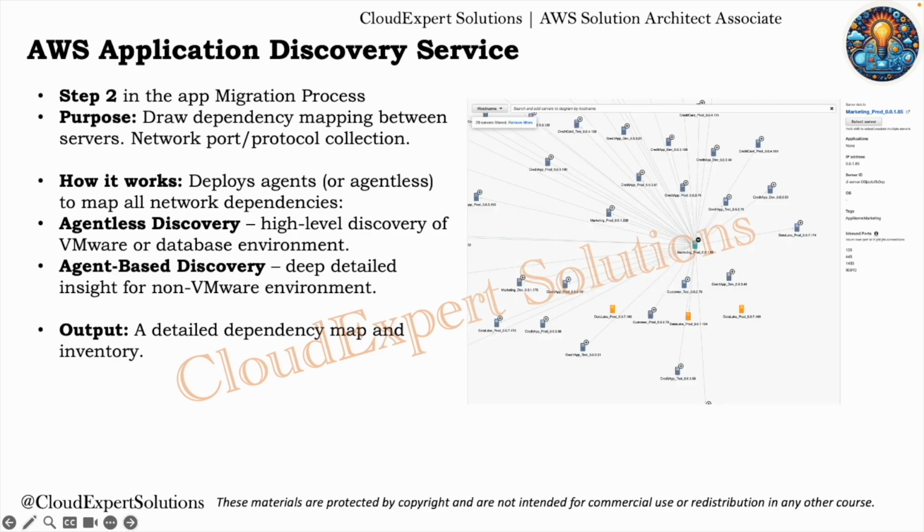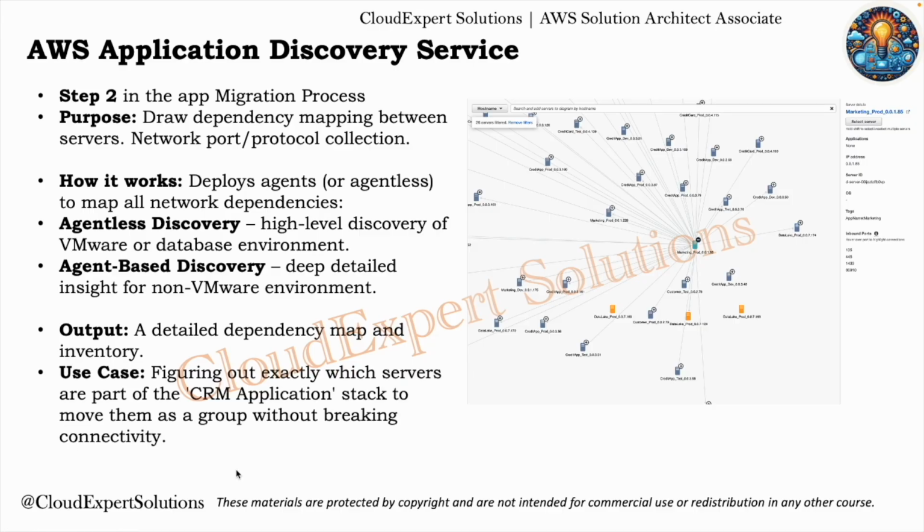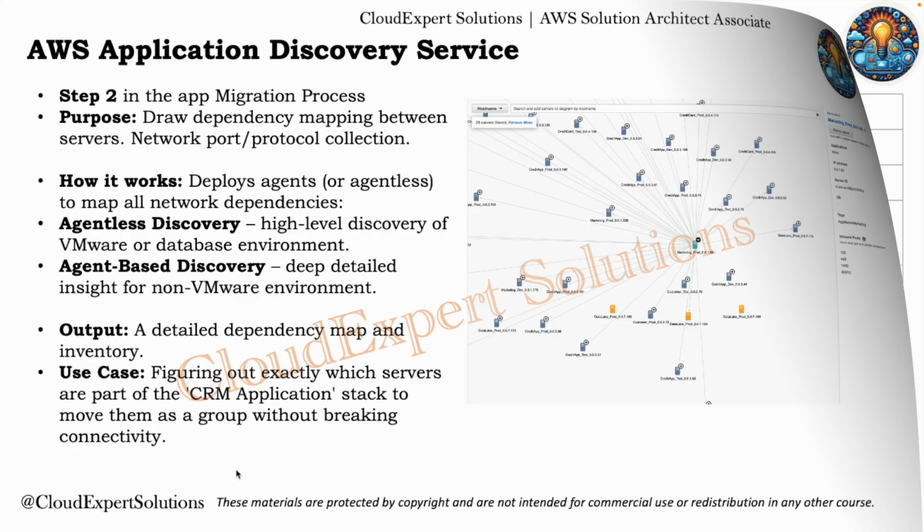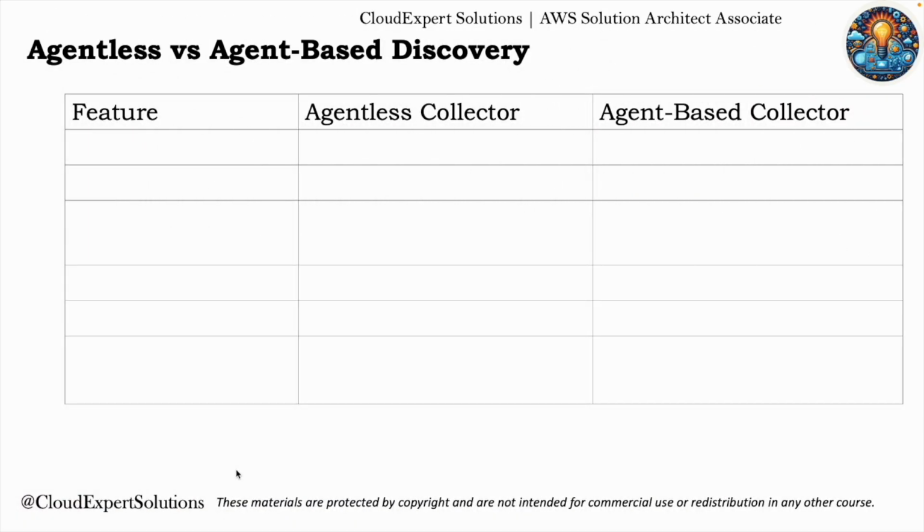Then it will provide you a network topology or dependency mapping. And here is an example of the network topology, where it has collected the data and generated the upstream and downstream system mapping. In terms of use case, when you need to figure out exactly which servers are part of the CRM application stack and how they communicate, so you can move them as a group without breaking anything, you should use this tool. Now let's review the agentless and the agent-based discovery, because this is very vital for the AWS certification, and we will review different features.